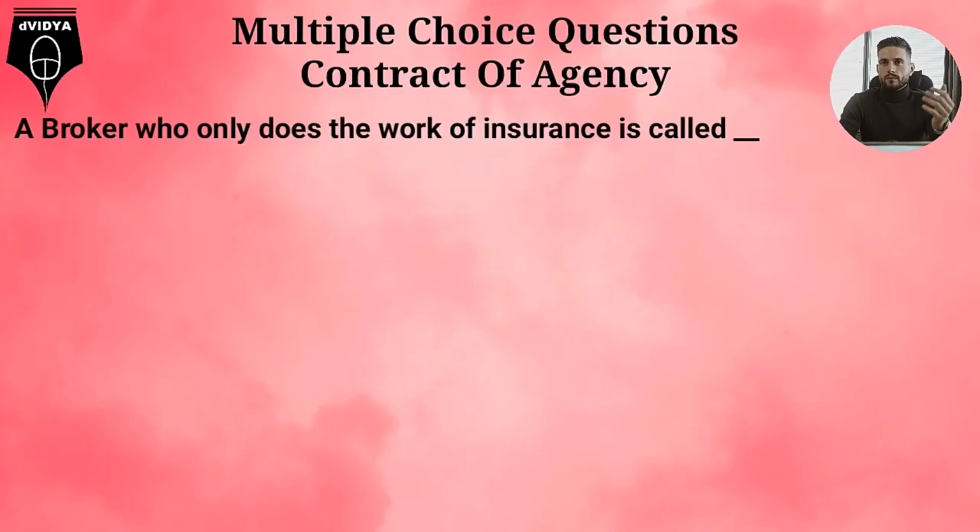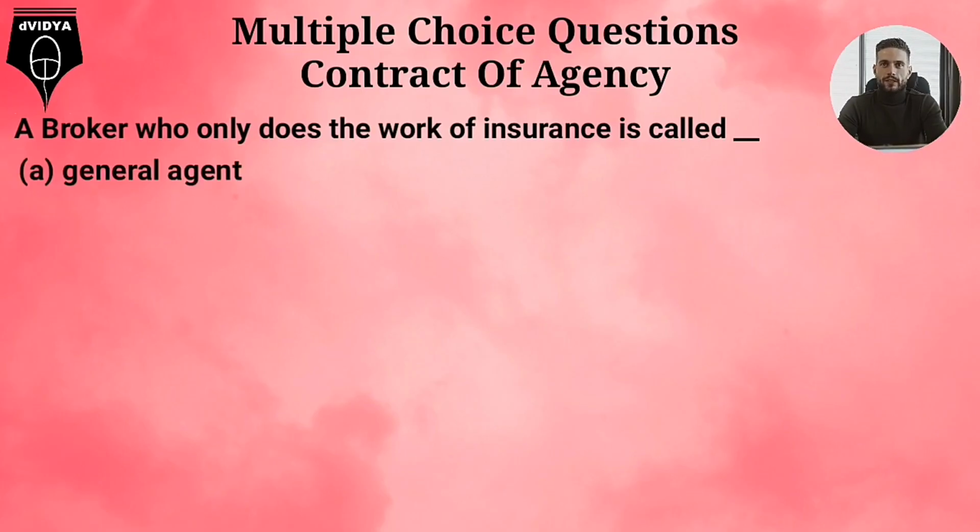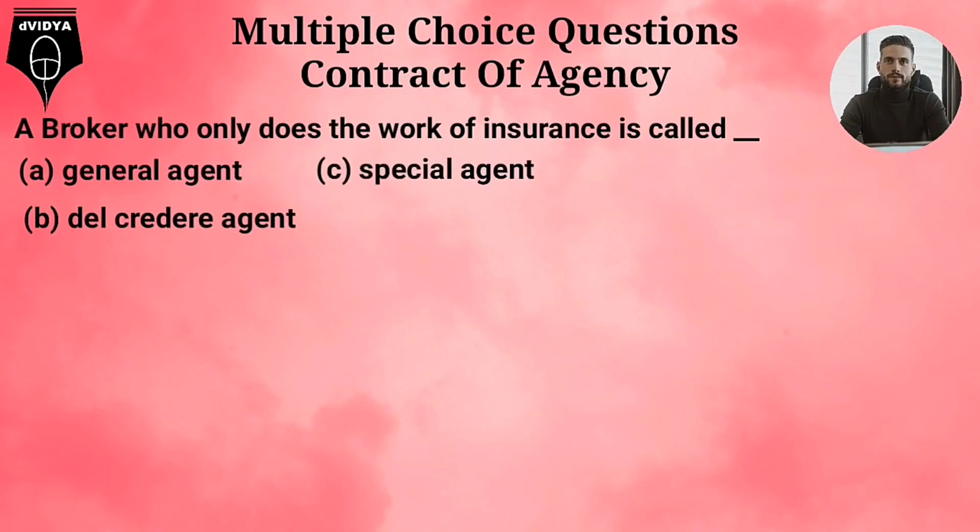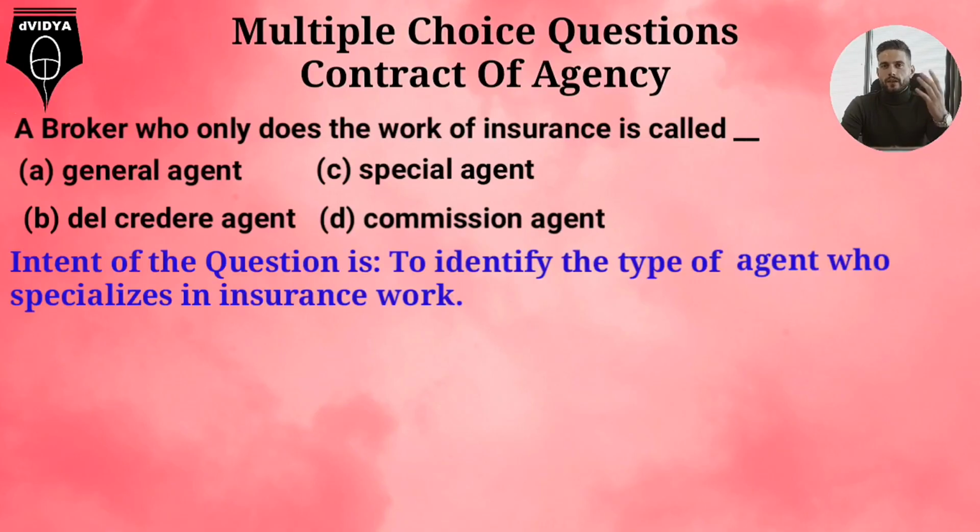A broker who only does the work of insurance is called dash. Option A. General agent. Option B. Del credere agent. Option C. Special agent. Option D. Commission agent. Intent of the question is to identify the type of agent who specializes in insurance work.